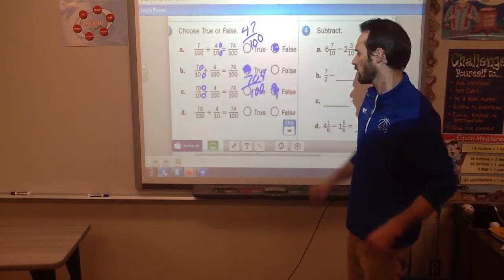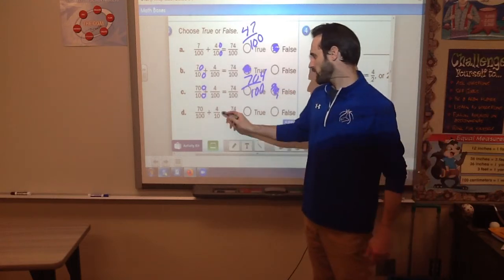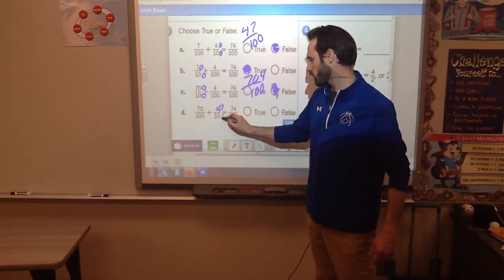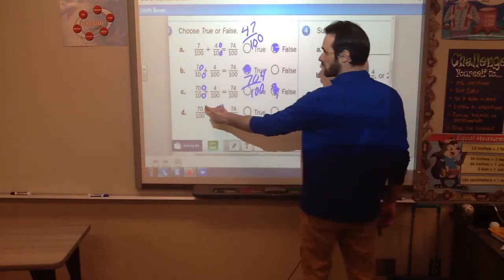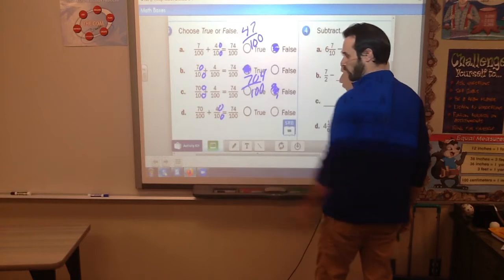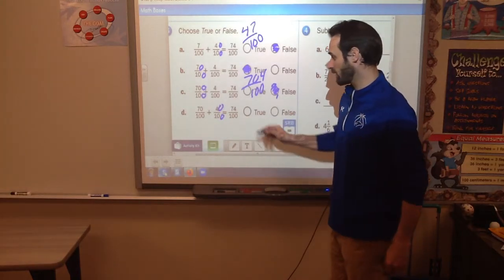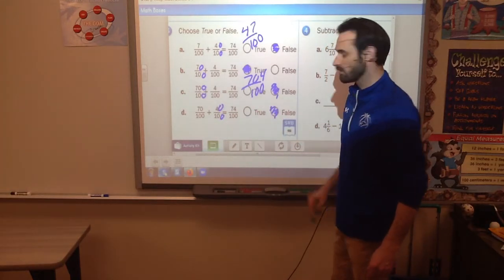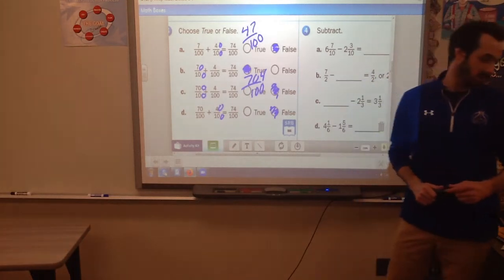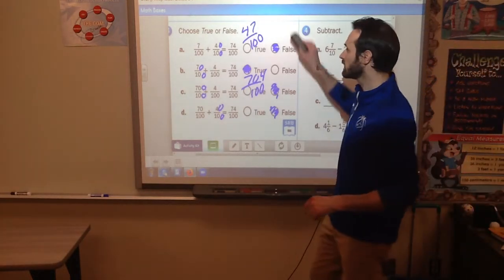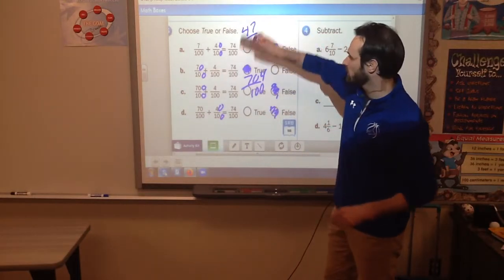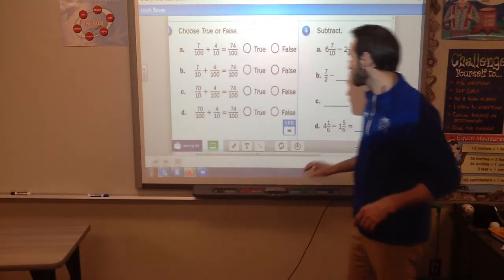This one is false. Same deal here. Multiply by 10, multiply by 10, and we would have 70 plus 40, that's 130. This one's going to be false as well. So filling this one in, you should have false, true, false, false. You only had to pick 2 there. I just did them all because I don't know which 2 you picked.